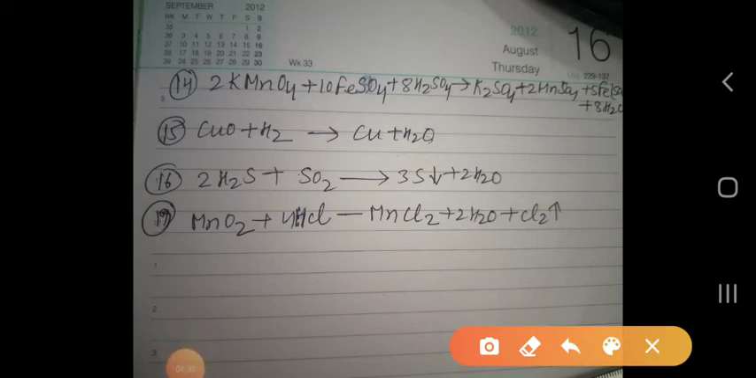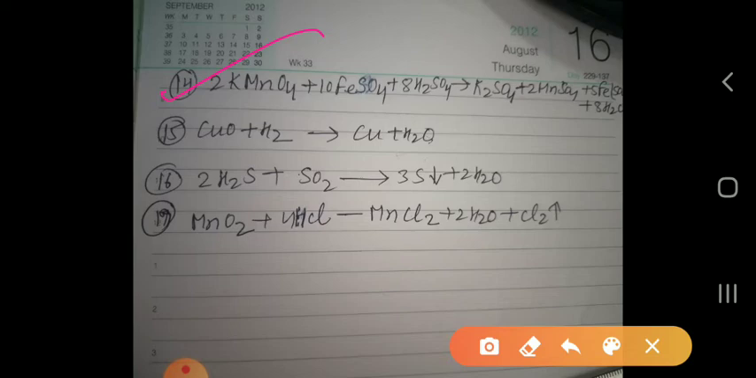Let us see the next reaction, that is 2KMnO4 plus 10 FeSO4 plus 8 H2SO4. They are going to react. So what will they form here as a product?